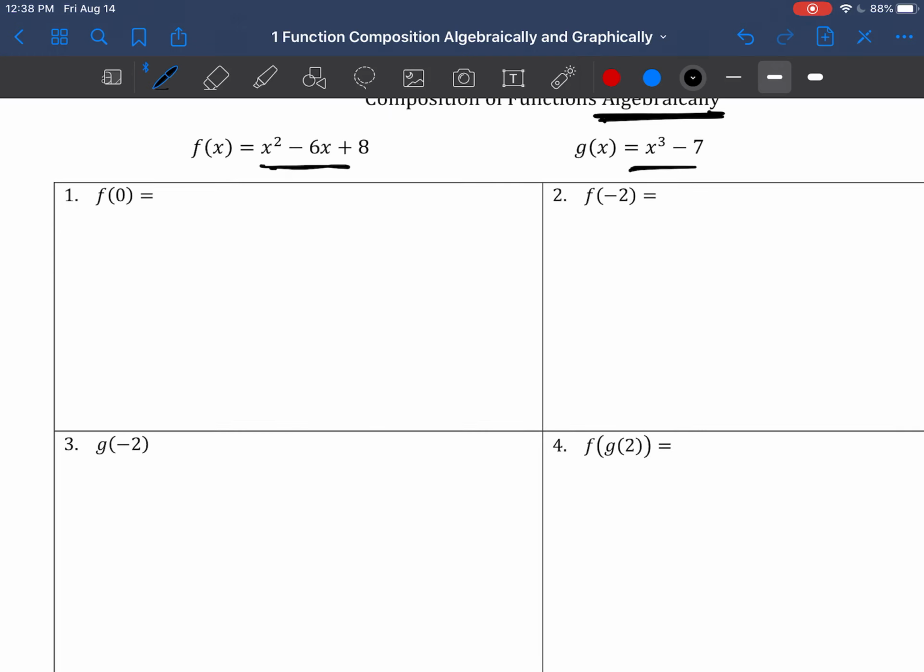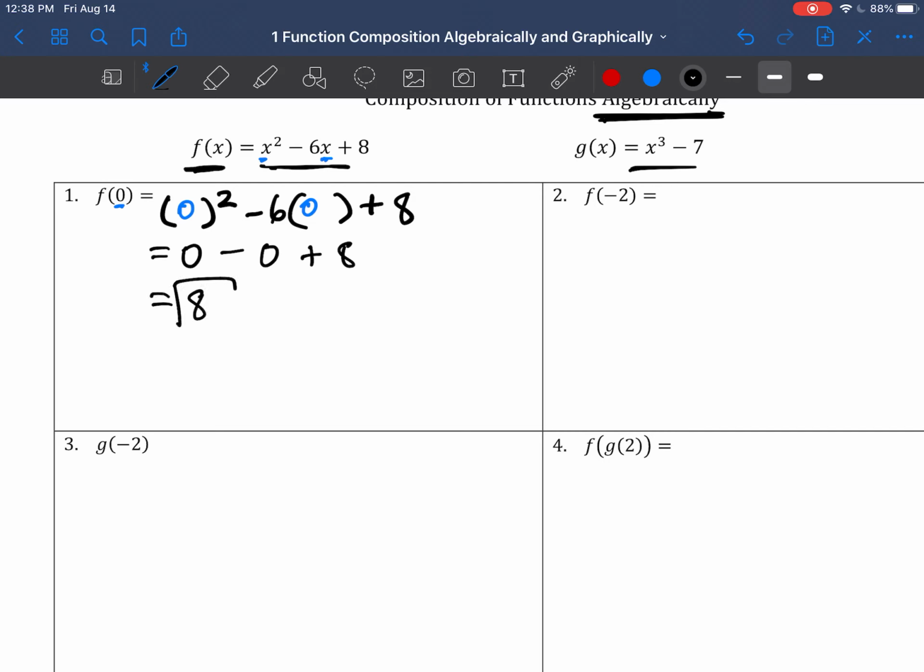If this says f of 0, that means I am plugging in 0 everywhere I see x. So I take this function f and I see that it's going to be x squared minus 6x plus 8. I always recopy the function rule and I put a set of parentheses everywhere I see the variable x, and then I replace the x with whatever input it is. Okay, and so now this says 0 squared, which is 0, minus 6 times 0, which is 0, plus 8.